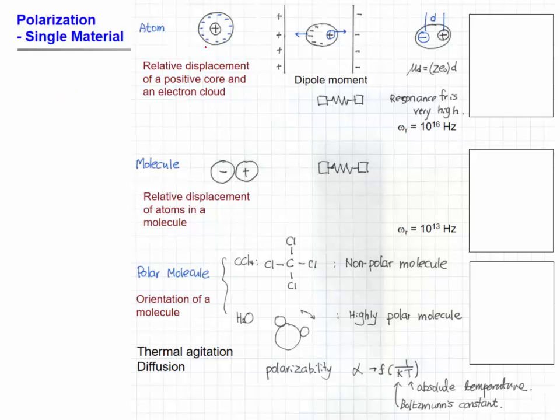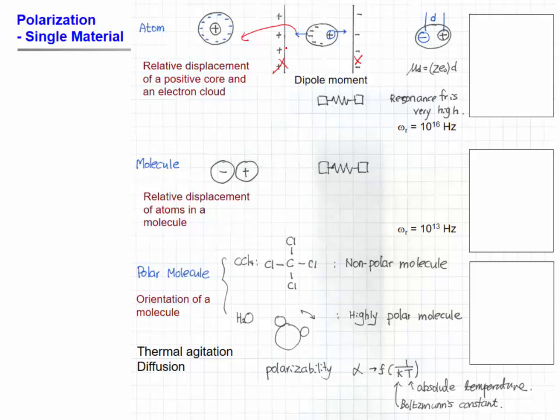So for example, when we look at the hydrogen atom, right? You have a proton inside the nucleus, and you have an electron cloud outside. Then when you apply the electric field, this positive charge will move to the anode, right? And this one will be attracted to the positive charges, right? So this atom will be polarized, right? Then if you remove this electric field, this will go back to its original shape, right?